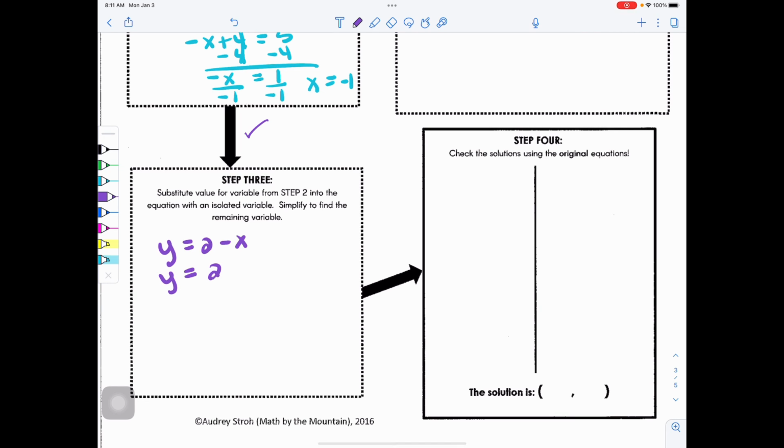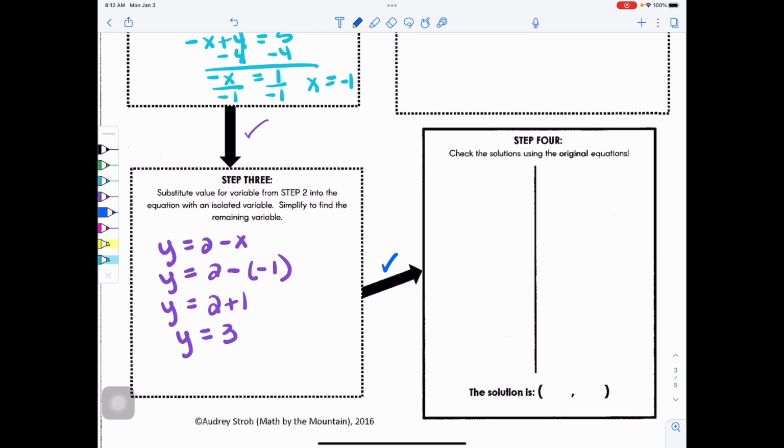Now, careful here. There's a subtraction in the problem, and then I'm putting in a negative 1 for x using my parentheses. So that means y equals 2 plus 1, because that double negative is going to create a positive, and that means my y value is a 3. So then we're going to head over to step 4, check our solutions. So we believe x is -1 and y is 3. Again, notice the 2 checks, one for each equation.